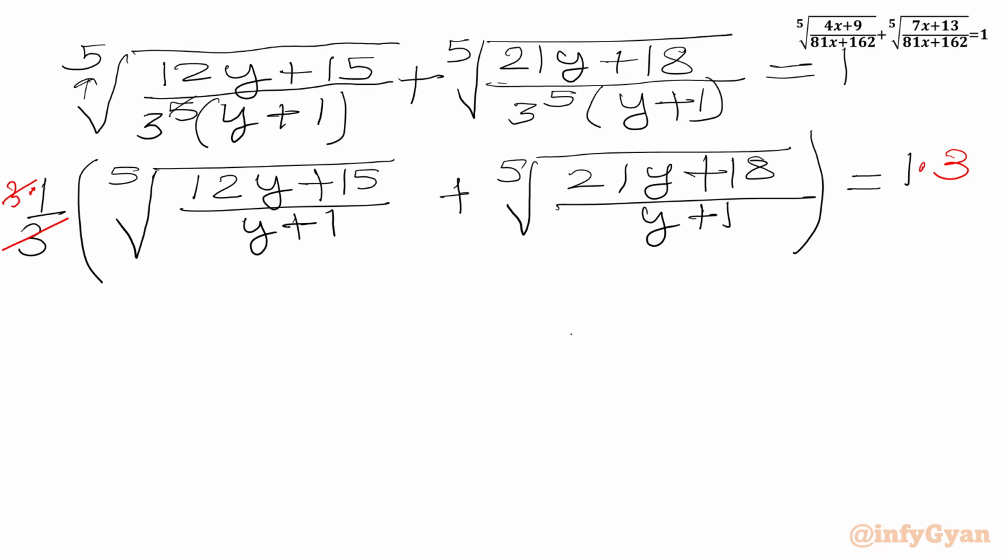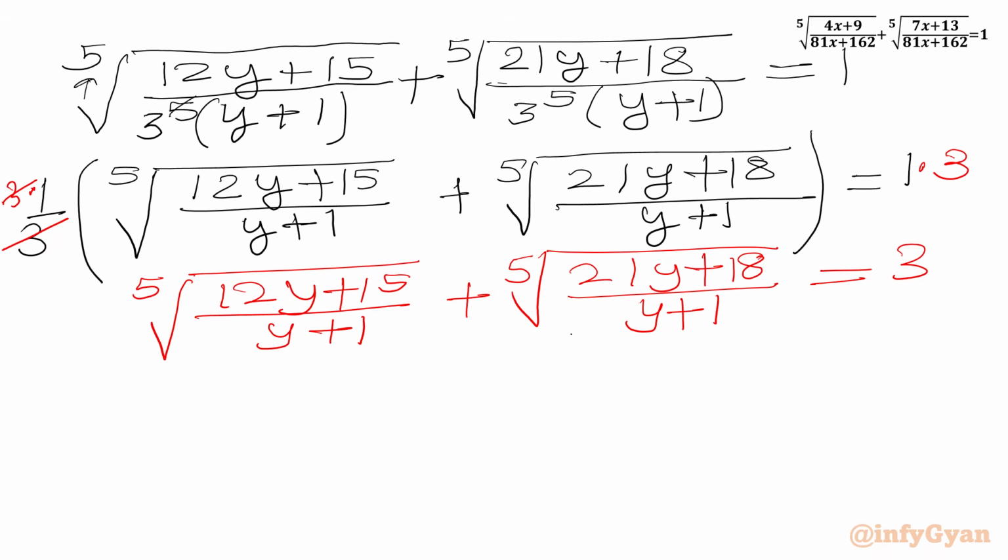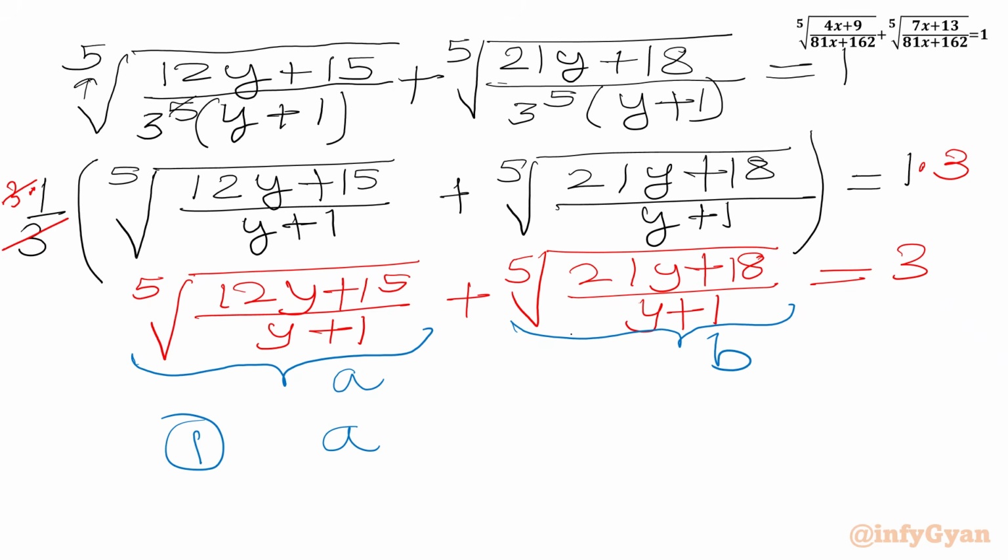We will get equation fifth root of 12y plus 15 over y plus 1, plus fifth root of 21y plus 18 over y plus 1, equal to 1 times 3 is 3. Now we have to consider substitutions. Let's say first fifth root equal to a and second fifth root equal to b. So we have equation a plus b equal to 3.